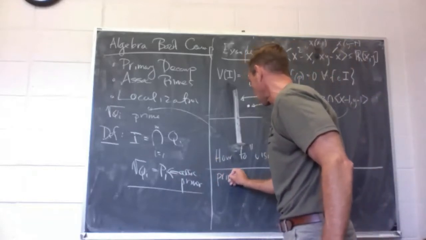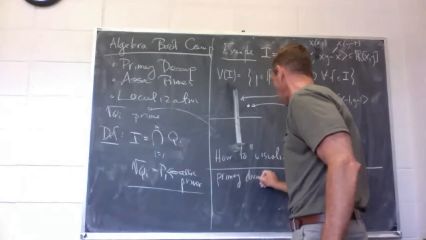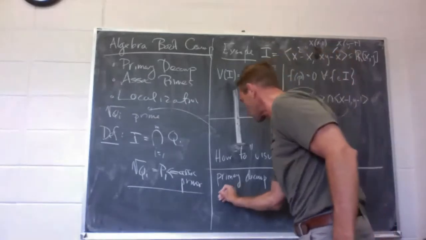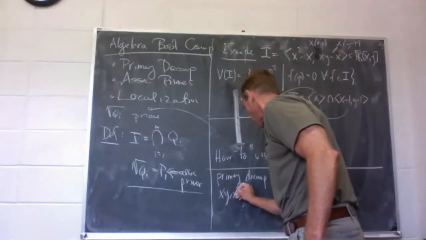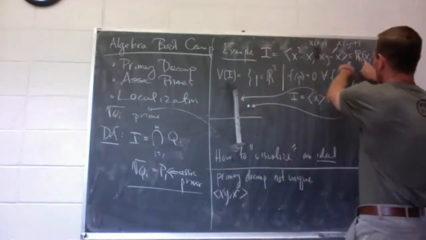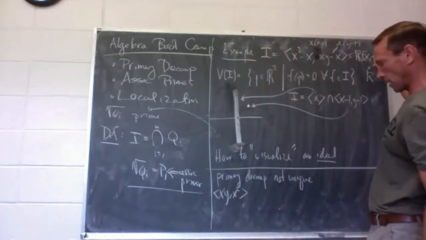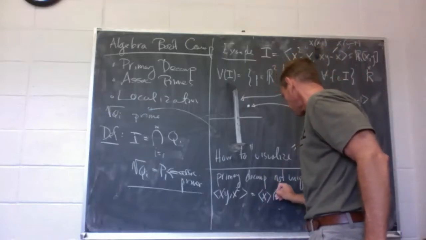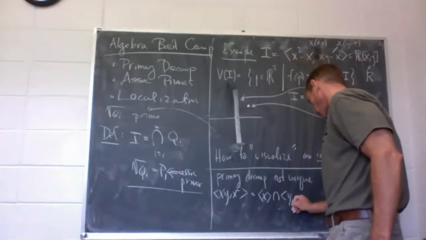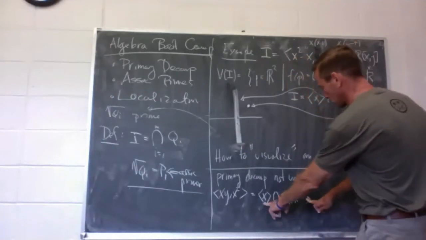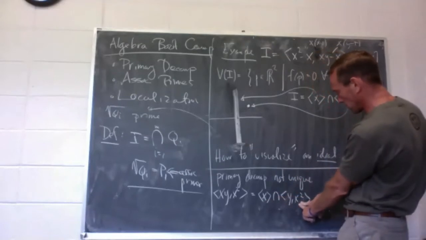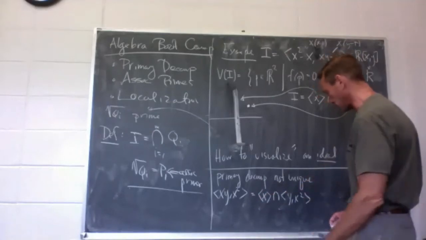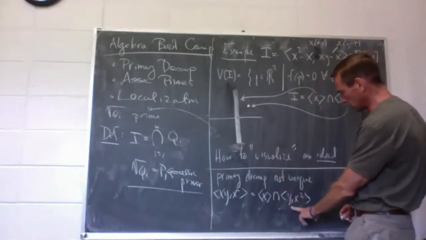Primary decomposition is not unique. If we take (xy, x squared), this is an ideal in our ring R, let's call this ring R[x,y]. This ideal can be written, on the one hand, as (x) intersect (y, x squared). If I intersect these two ideals, obviously x squared is in there and xy is in there. You can check that, in fact, that is a decomposition. When you play around with the definition, you see that these are both primary.